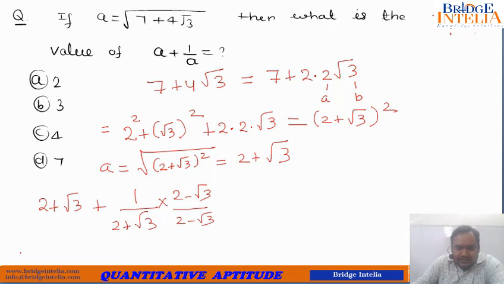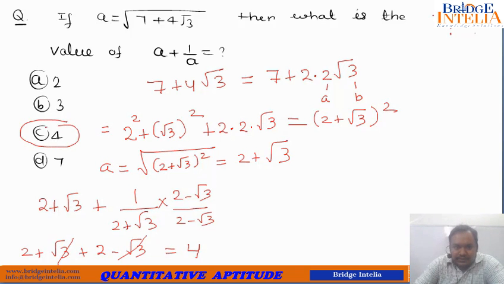So this is actually equal to 2 plus root 3 plus, because you see, the denominator will become 2 square minus root 3 whole square, that means 4 minus 3, 1. So 2 plus root 3 plus 2 minus root 3. So root 3 cancels. The answer is 4. Now let's move to the next one.